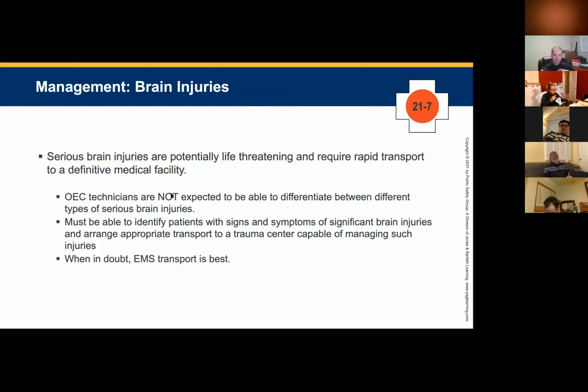All right. As an OEC technician, you are not expected to be able to differentiate between different types of serious brain injuries. Even as a paramedic, it's hard for me to tell you whether you have a subdural hematoma versus an epidural hematoma versus a brain contusion. It's very hard for us to determine. How do we determine those? I said it earlier, but how do we determine those?